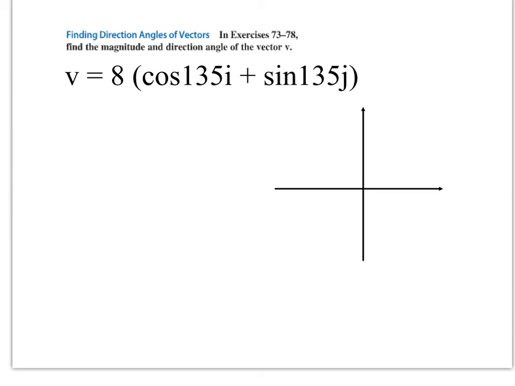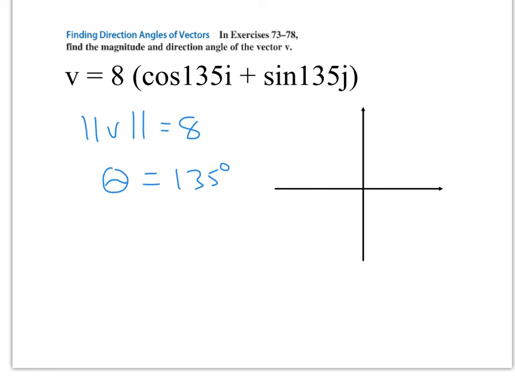In exercises 73 through 78, find the magnitude and the direction angle of the vector v. So this vector v is going to be a second quadrant vector. In fact, it's very similar to the one we just did. This is in magnitude times directional angle form, so my magnitude right here is 8. So the magnitude of vector v is equal to 8. And the directional angle of vector v is going to be 135 degrees.